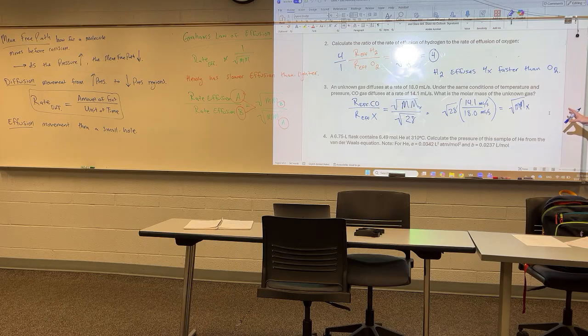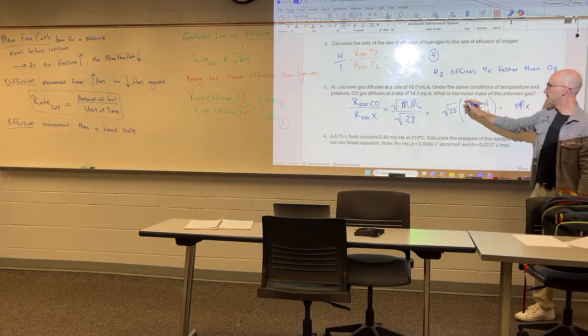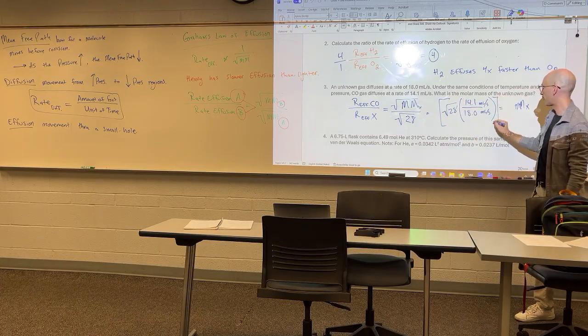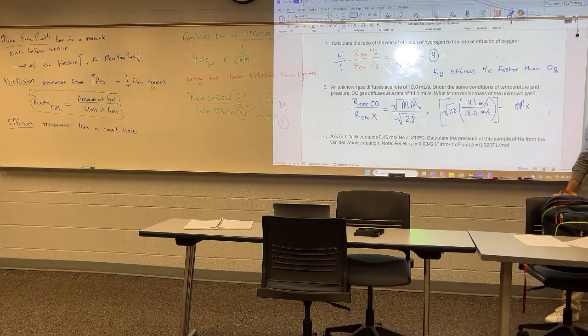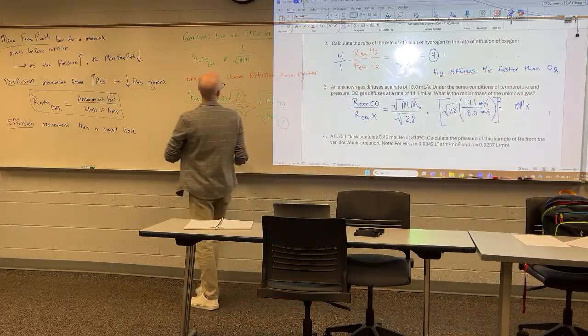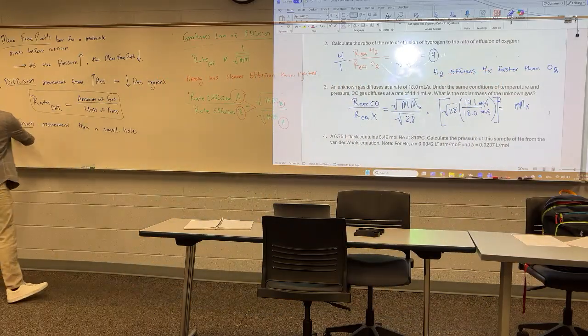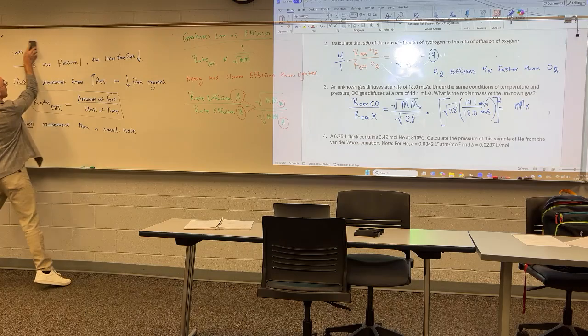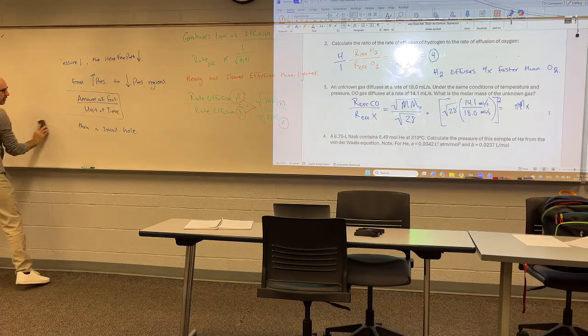So I'm not finished, right? If I wanted to perfect this, I would say the molar mass of my unknown is equal to this whole setup squared. Right? Okay. I am just barely going to have enough time to put this equation on the board.